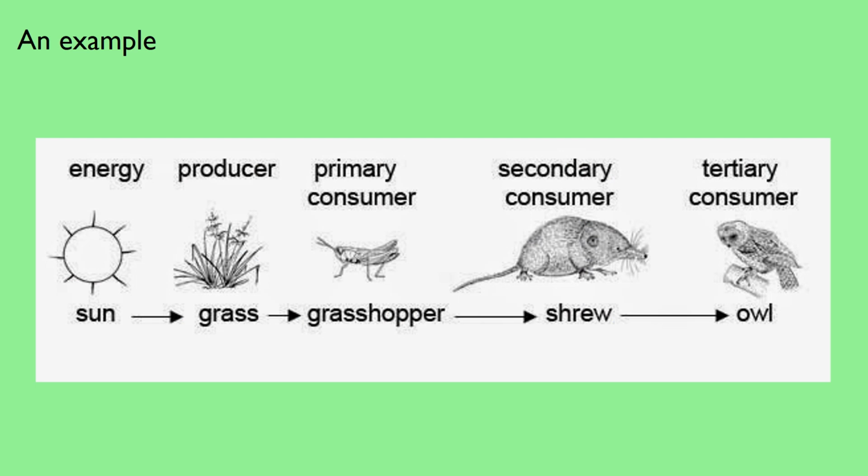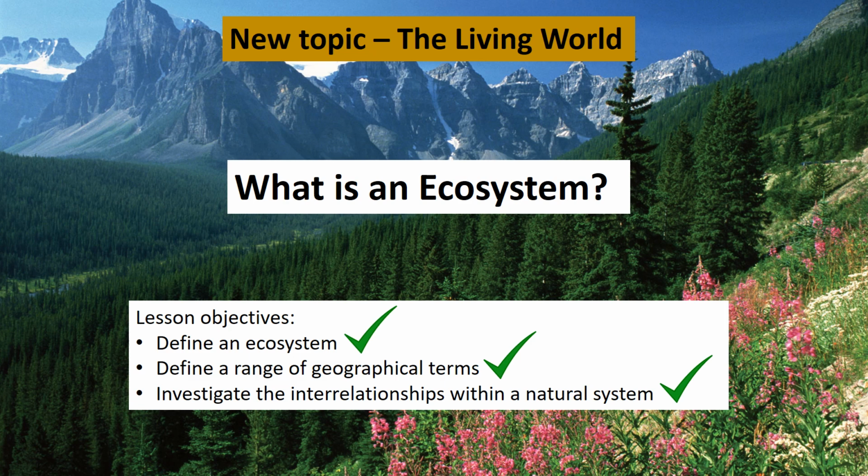Okay, so an example that you might have had. So the food chain here, obviously beginning with energy from the sun, the primary producer grass, which gets eaten by a grasshopper, grasshoppers get eaten by shrews, and then finally the owl eats the shrew. The arrows moving in the direction of energy flow. So we have investigated some of the interrelationships within natural systems. We've looked at food chains and food webs.